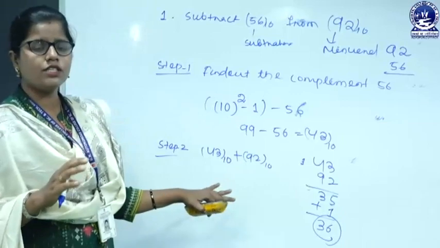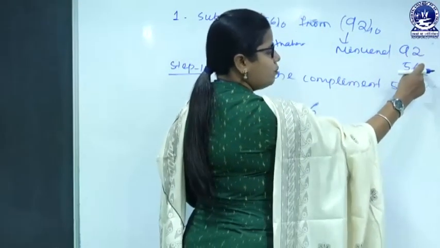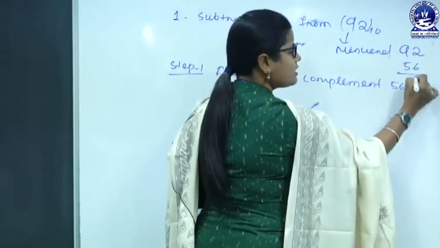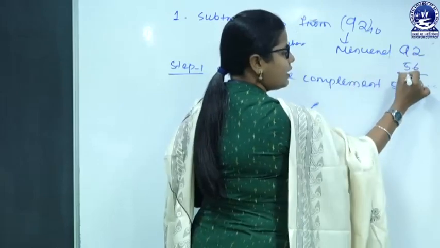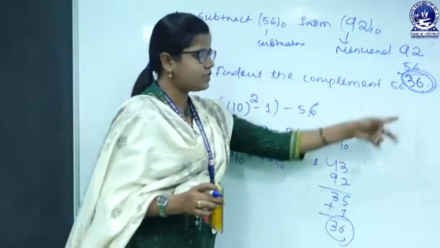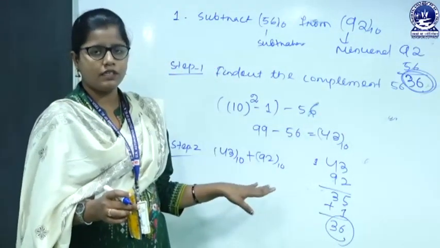So this is the result. This is the first case where we got the carry. Now, what will be the result actually? 2 minus 6, so we will take a borrow from here. 12 minus 6, that is 6. Here is 8, 8 minus 5, that is 3. So here is the 36 actually. The 36 and 36. So this is the additive or complementary method.